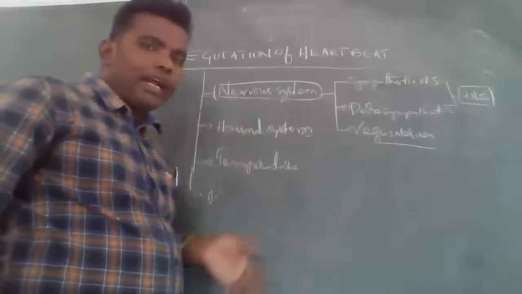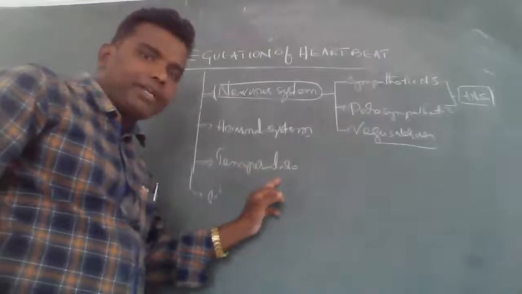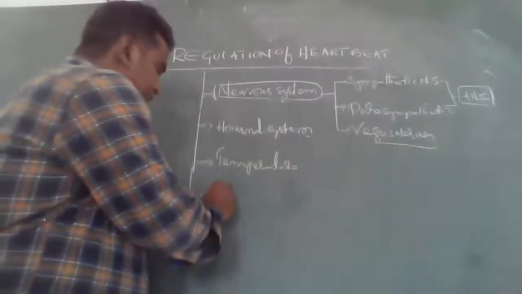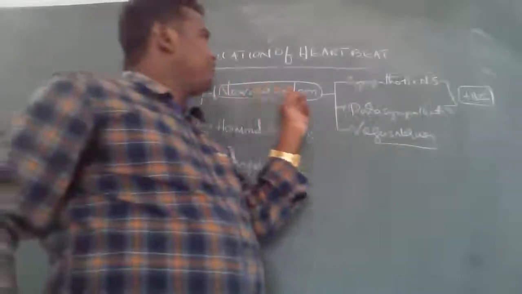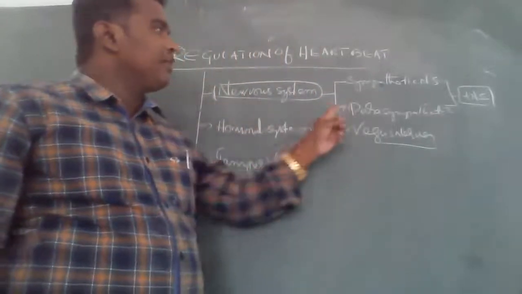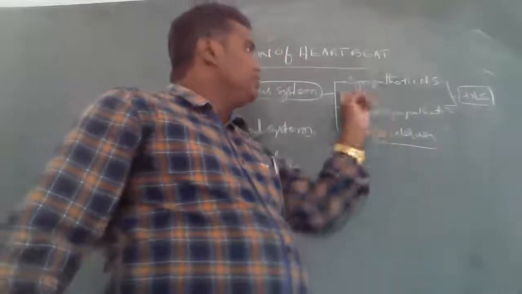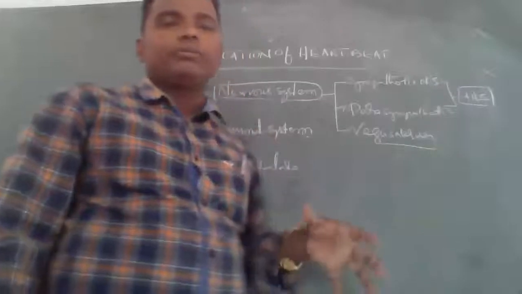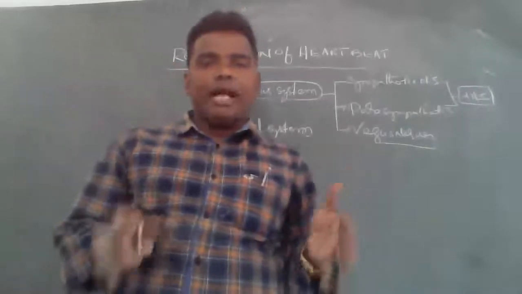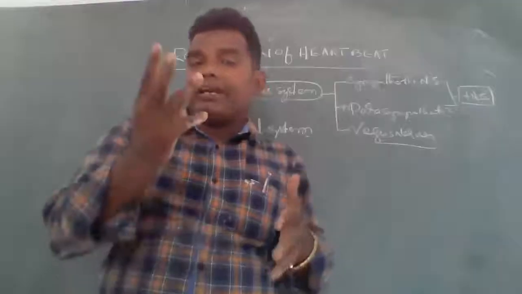So now, four factors are there: nervous system, hormonal system, temperature, and pH. The nervous system includes the sympathetic nervous system, the parasympathetic nervous system, and the vagus nerve. The sympathetic and parasympathetic nervous systems belong to the autonomic system. In the nervous system, mainly three parts are there.